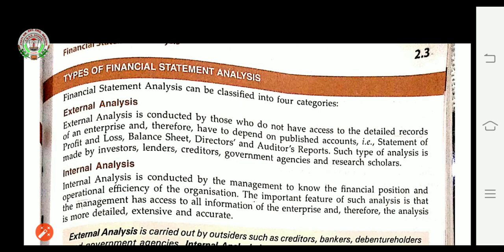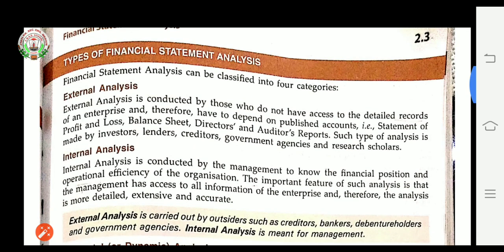In the previous class, I explained the meaning of financial statement analysis and the tools or techniques of financial statement analysis. In today's class, I am going to start with the topic types of financial statement analysis. Now, financial statement analysis can be classified into four categories. First, external analysis. Second, internal analysis. Third, horizontal or dynamic analysis. Fourth is vertical or static analysis.